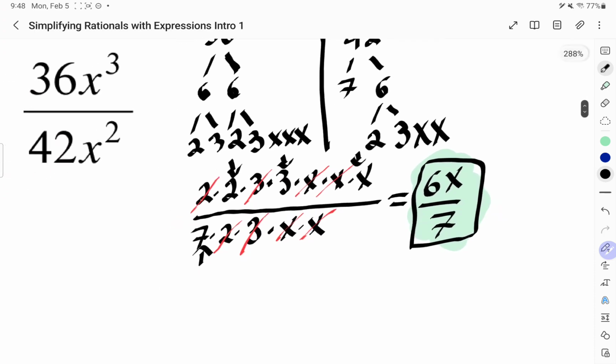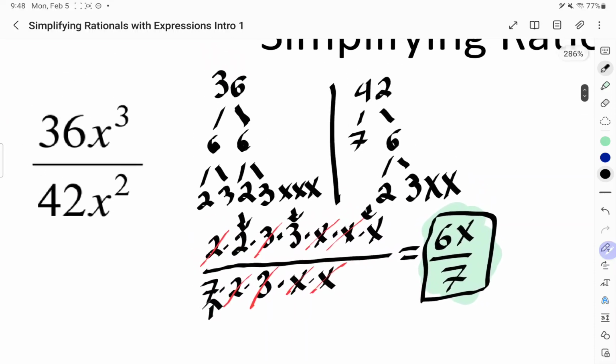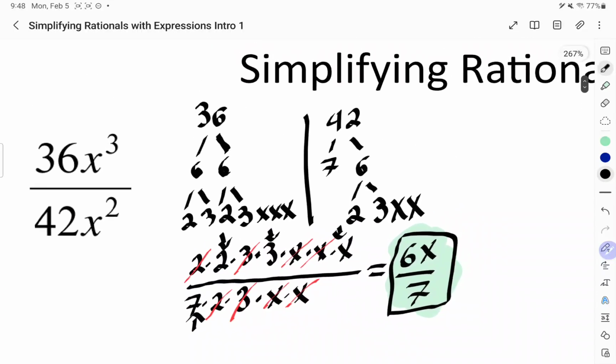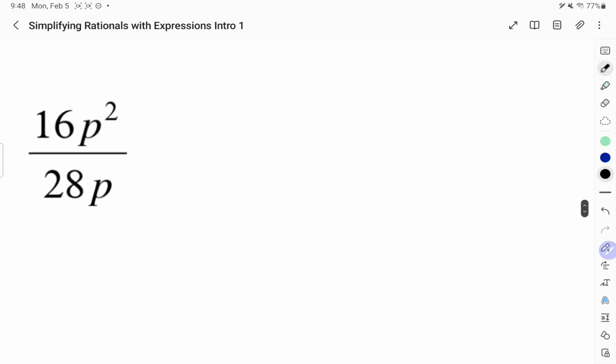Now that took me a little too long, so let's see if we can do the other ones a little faster. I'm going to leave it there for a second, stop the video, copy the notes. Let's go ahead and do the second one.